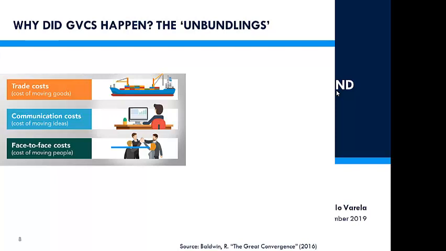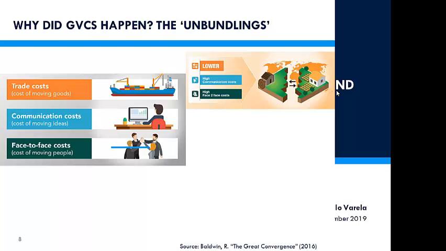And basically what he argues is, in international trade, there are three important costs. The first one is the cost of moving goods across borders, right? What we typically know as trade costs. Then there are also communication costs. There are the costs of moving ideas across borders. And then there are the costs of moving people, right? The face-to-face costs. Well, what he argues is that global value chains are basically two unbundlings.